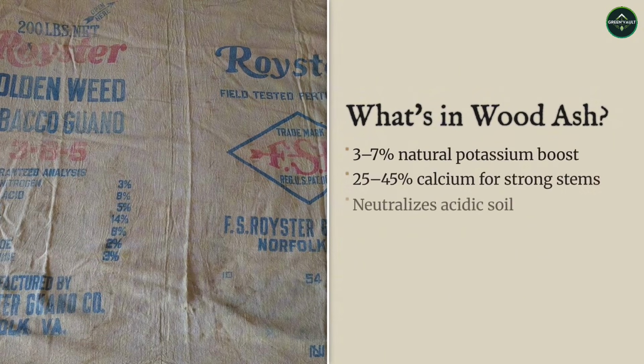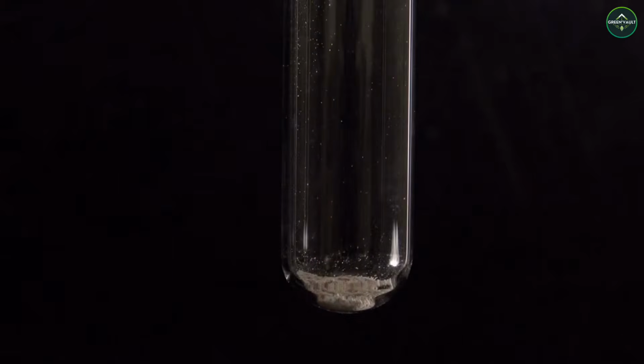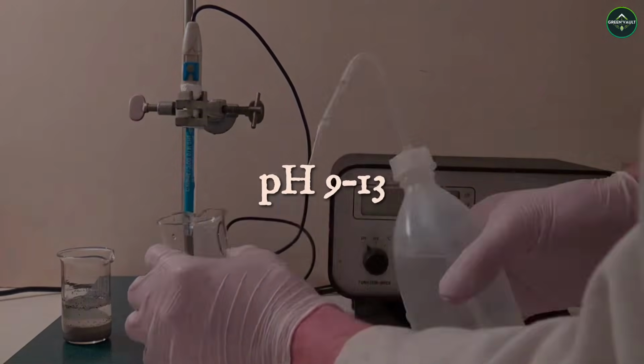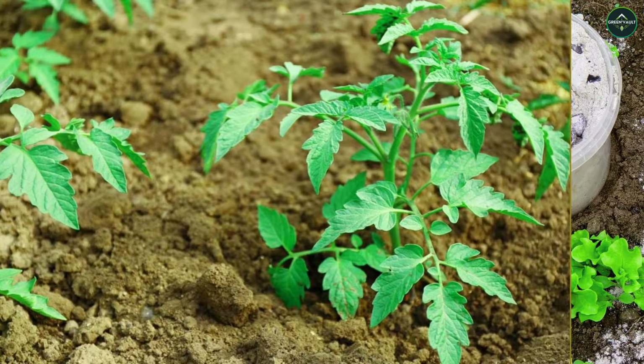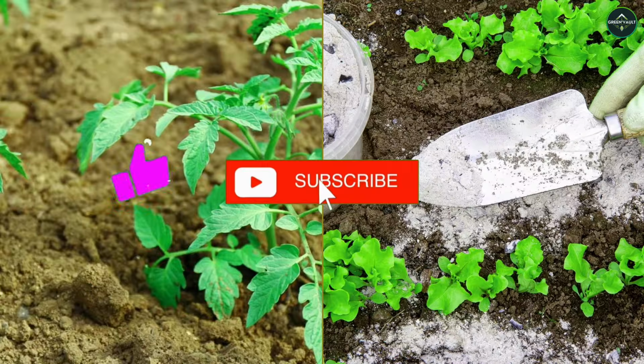It contains 3 to 7% potassium oxide, 25 to 45% calcium oxide, and phosphorus, magnesium, boron, zinc, and manganese, all in bioavailable forms. Its pH ranges from 9 to 13, alkaline enough to correct soil acidity in a single application.